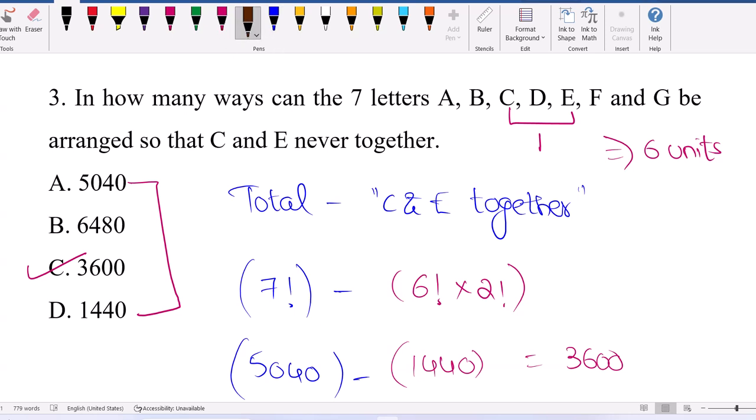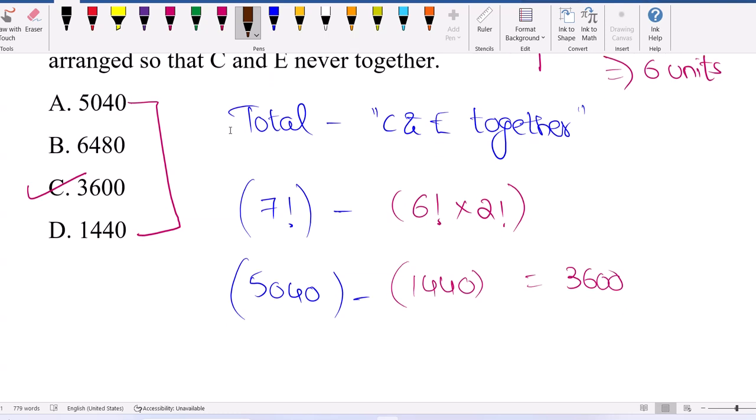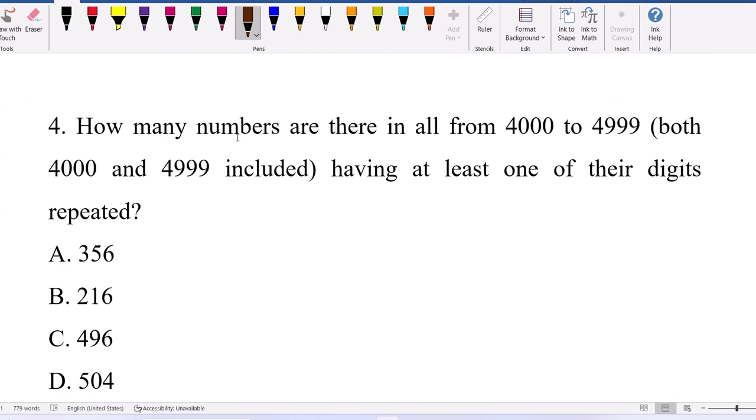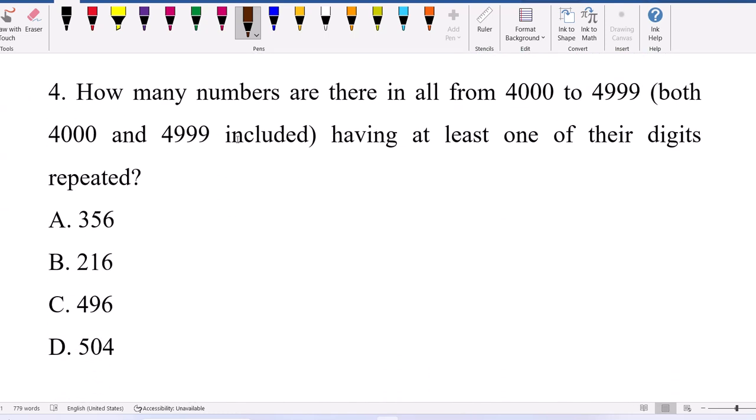Permutation, combination, and probability really matter for Cocubes or Cognizant or any other companies which are using this Cocubes platform. Next question is also related to permutations and combinations. Again, it's an excellent question.